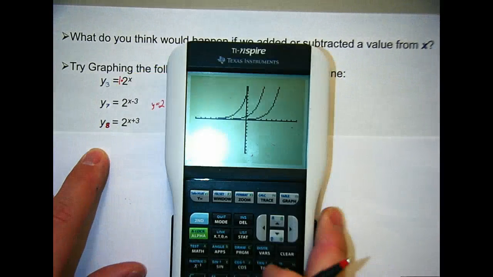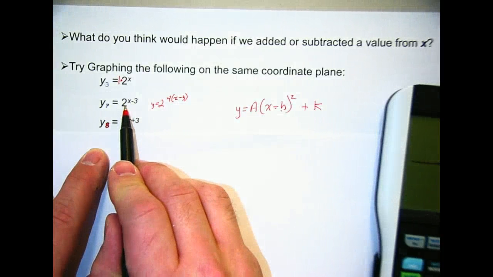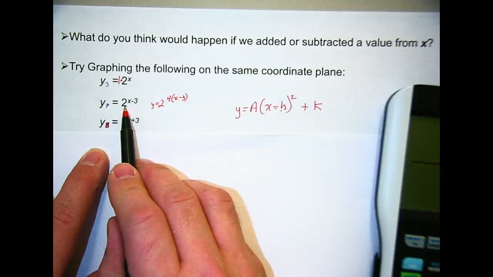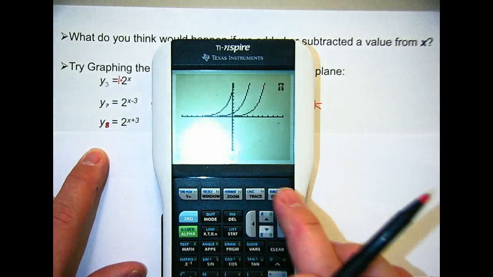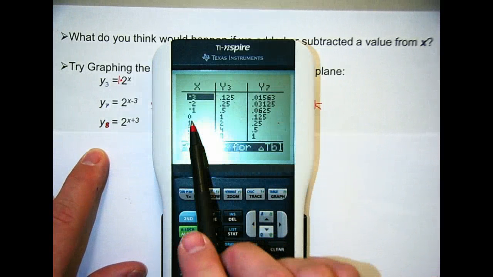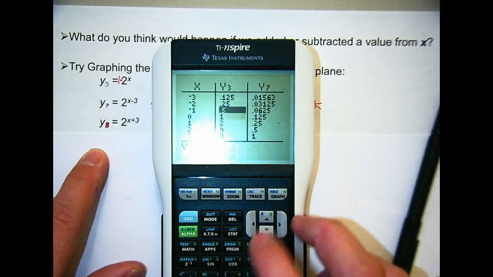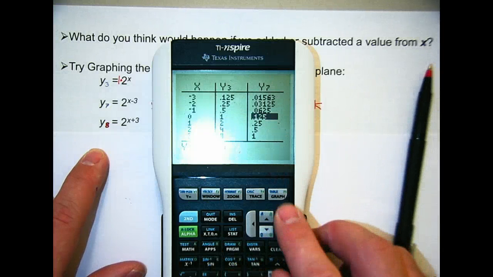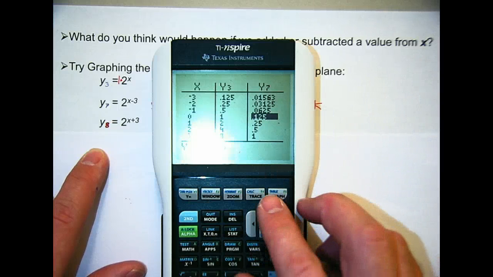Our y-intercept here, then, if it's shifting 3 units to the right, should be what? It's not going to work. Let's see here. If I go to my table and I find the y-intercept of my first graph, y sub 3, it's when x is 0. It's 1. In my second graph, my y-intercept is 0.125. It should be 3 units.